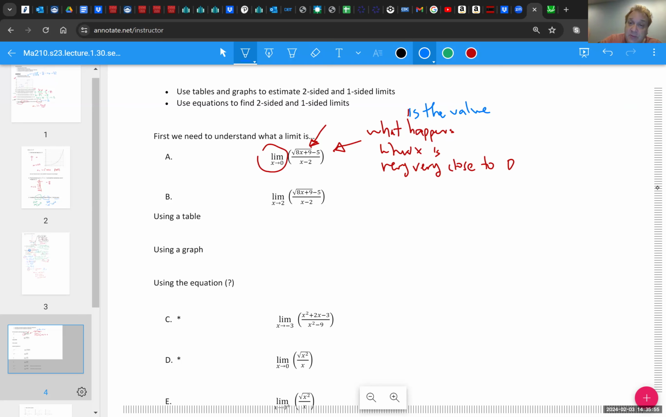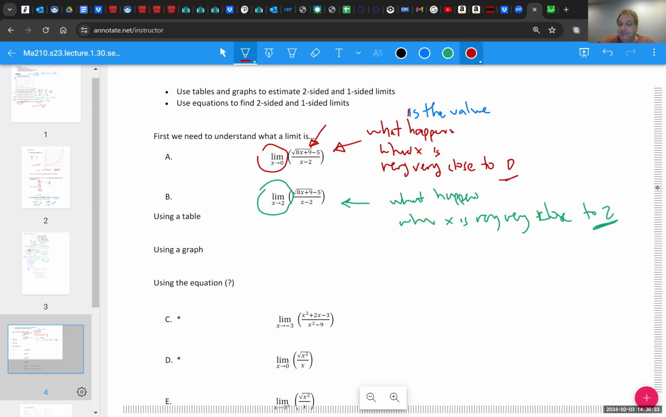On the second one over here, we're asking what happens when x is very, very close to 2. And why 2 on the second one? Well, if you look at this little detail over here, it says x arrow 2. So that little thing with the lim, or the limit, tells us which x value we're trying to get very close to: 2, 0, whatever is specified.